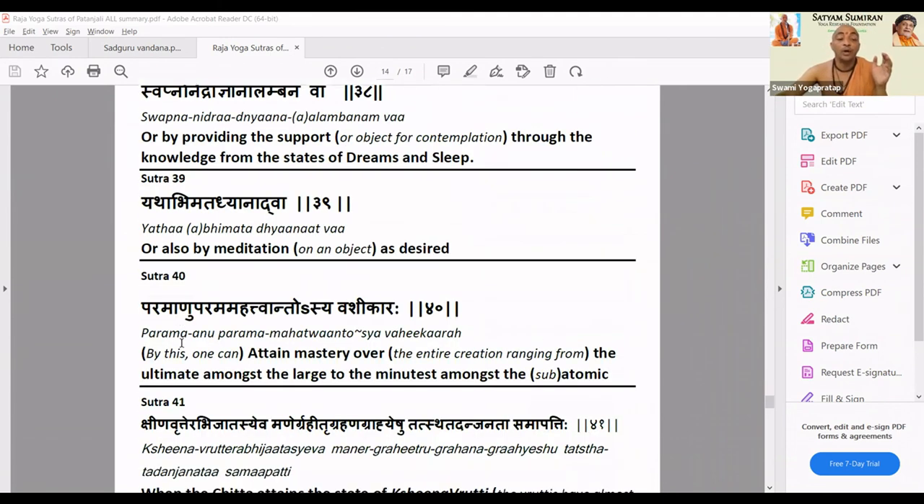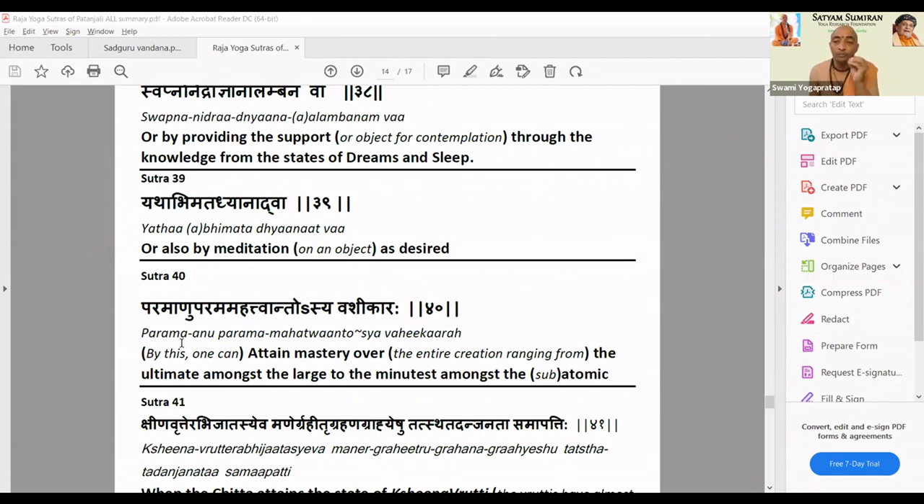Now, after having explained all of this, then he finally says, I have explained and given you these many options. Now, if these options are also not possible for you, drop all of them. Yatha abhimata dhyanat va. Or pick up any object and meditate upon it. My mind doesn't go to all these things, but my mind goes on a jalebi. I am thinking on a jalebi all the time. Doesn't matter. Use jalebi and start meditating on jalebi. And jalebi will take you beyond. So that is what he is explaining by this.